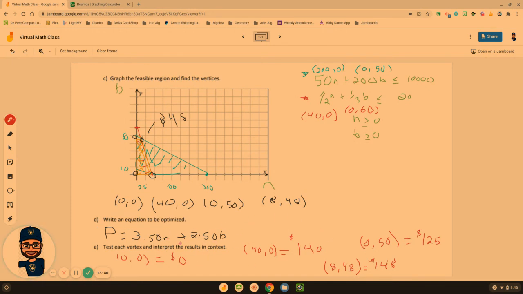You could then see, hopefully, and understand that given the constraints of 10,000 grams of metal and 20 hours maximum to work, the best results, the maximum profit they could get would be $148 by selling and making 8 necklaces and 48 bracelets.